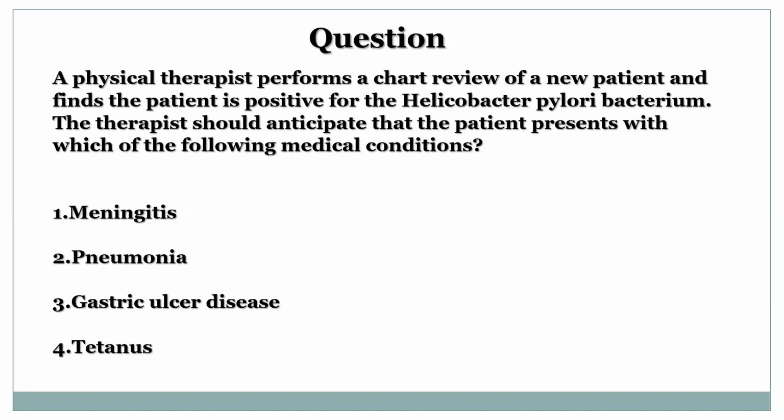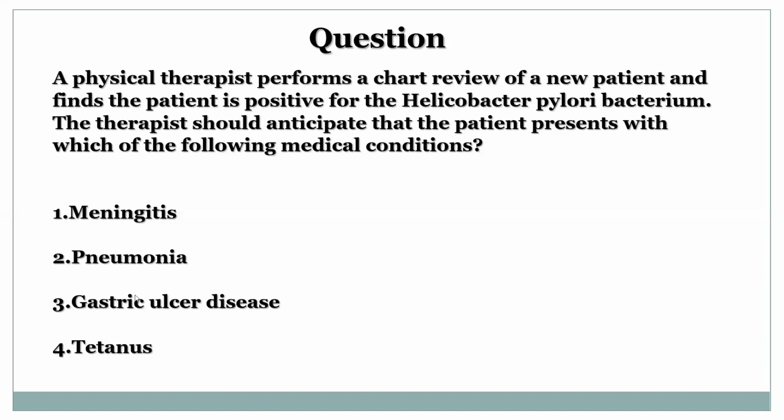Let's explore the options we have. We have four options. First one is meningitis. What is meningitis? Itis here means inflammation. Meningitis is inflammation of the membranes surrounding the brain and the spinal cord. What is pneumonia? Pneumonia is a pulmonary problem or chest problem, and refers to inflammation of the lungs due to bacteria, virus, fungal infection, or parasitic infection.